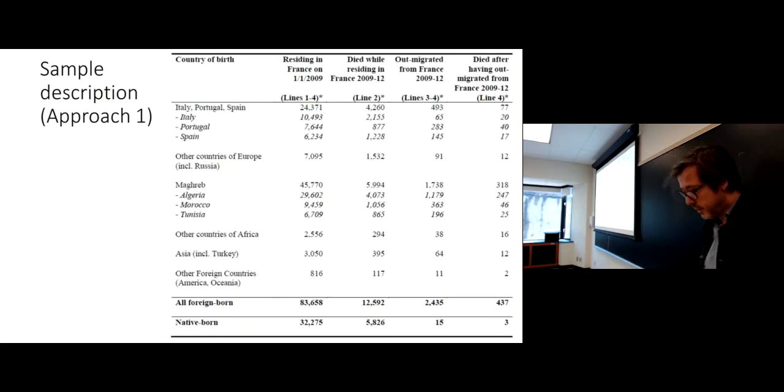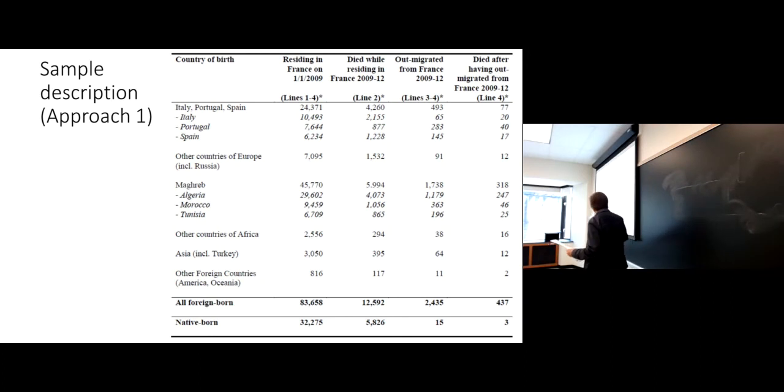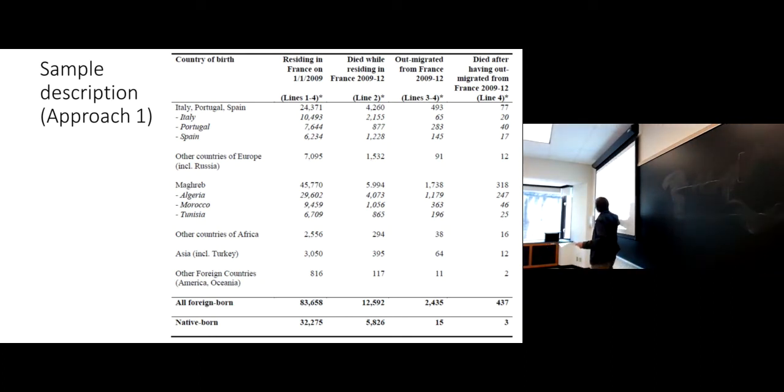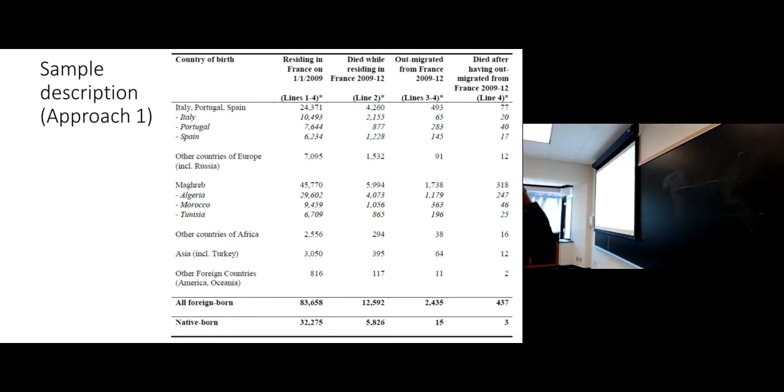All right, this is our sample, very quickly, for this approach number 1. These are the lines 1 to 4, the top lines. So we have 83,000 foreign-born residing in France at baseline, and out of them, 15% die in France during the observation period. That's the first thing. And then out of these 83,000 people, during the follow-up period, 2,000 out-migrate. That's 3% of the sample. 3% of these immigrant pensioners leave France during the time period.